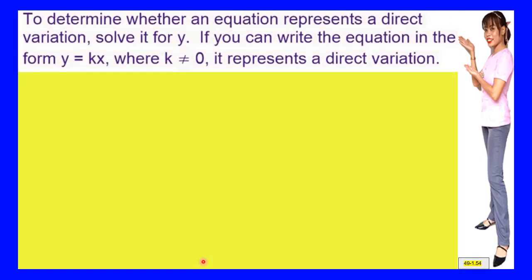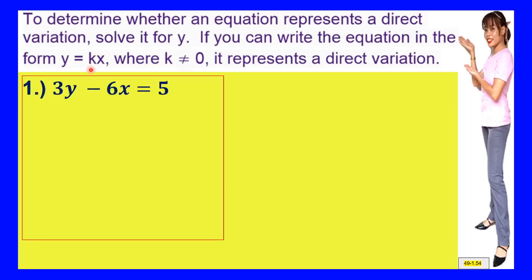So, again, we need to solve our equation, solve for y in terms of x, or it should be in the form of y equals kx. So, transforming all the equations in this form, y equals kx. And that equation represents a direct variation. Let's proceed to equation number 1.